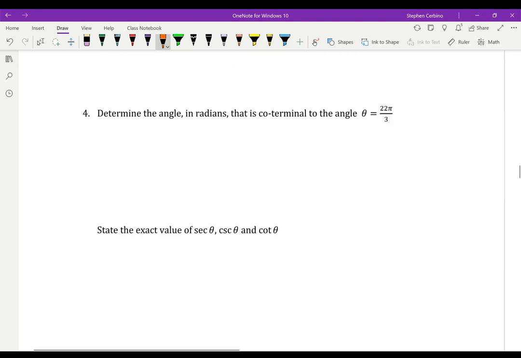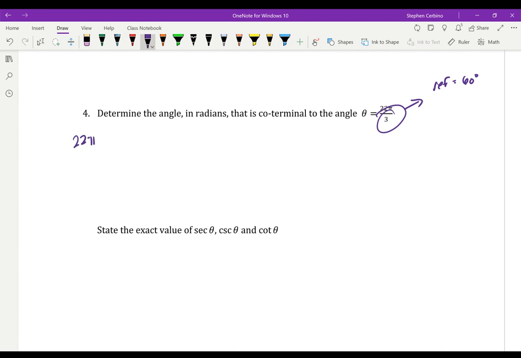So on number 4, it says determine an angle in radians that's coterminal to the angle 22 pi over 3. So right away, if you know anything about what we did in that huge chart on the previous page, if you saw any kind of pattern, you see this is divide by 3. You know that the reference angle is going to be 60 degrees without really having to do any work here, right?